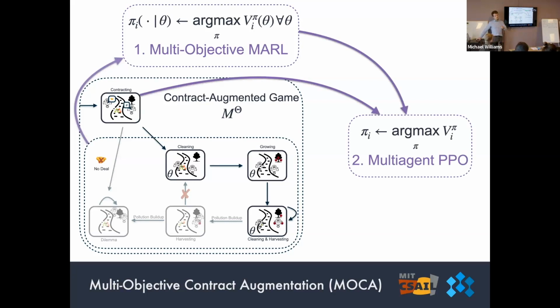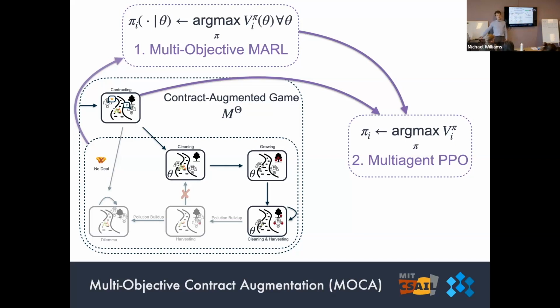I see that you're not... Oh, yeah. So how does the agent... So here the agent is learning what contract to propose in the second stage, yes. In the first stage, they're only learning to play under an arbitrary contract.